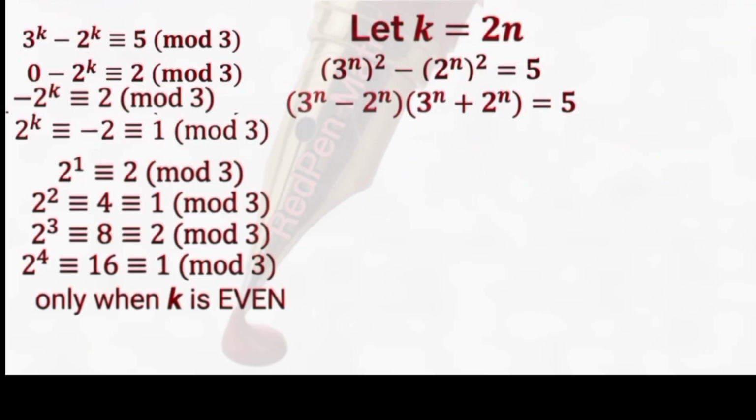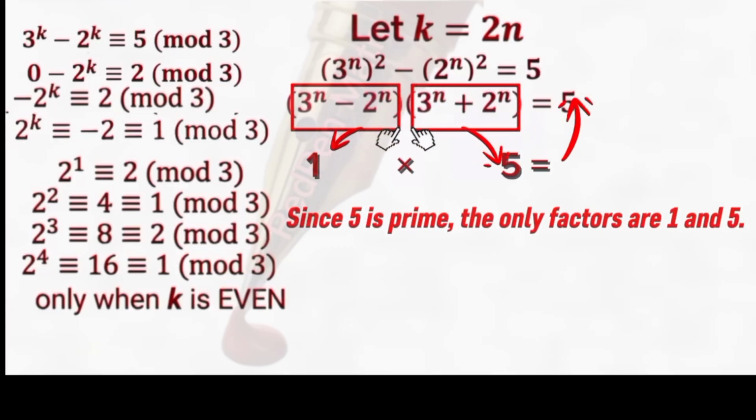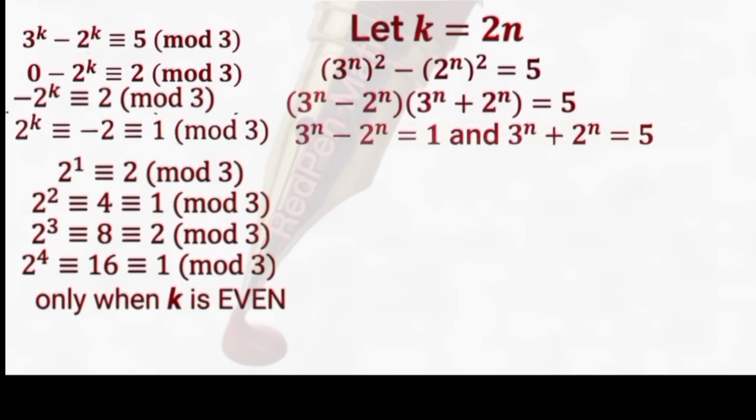And this, my friends, is a difference of 2 squares. It factors beautifully into 3 to the power n minus 2 to the power n times 3 to the power n plus 2 to the power n equals 5. We can set up two equations. 3 to the power n minus 2 to the power n equals 1, and 3 to the power n plus 2 to the power n equals 5.